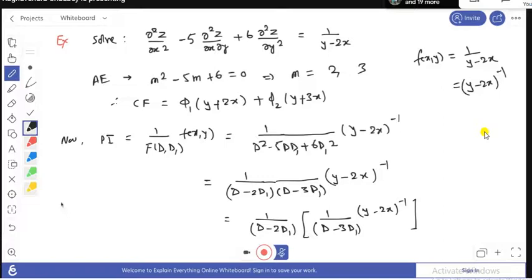ओके, तो फॉर्मूला है आपके पास कि 1 upon D of D1, if we operate this on e^(ax+by), so this equals to 1 upon f of (a,b) integral. Here we use the n-order integral, but here the order is only 1, so here we use integral of phi and function dv. ओके, सो अगर हम ये करें, यहाँ पे f(a,b) मेरा क्या होना चाहिए?